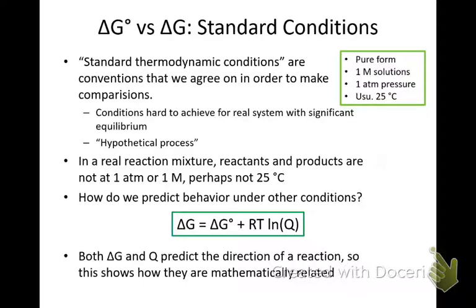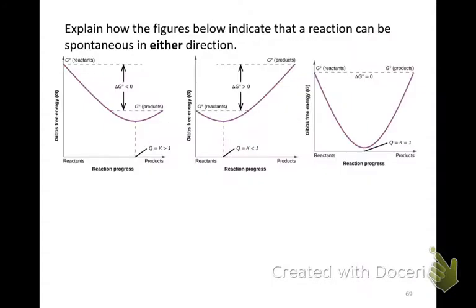So Q is the same Q from back in equilibrium. Q helps us predict the direction of the reaction, the way it will go to get to equilibrium, the same way that delta G does. And so it makes sense that they are mathematically related. Put another way, we said that the reaction can be spontaneous in either direction, and it depends on what you're starting with.